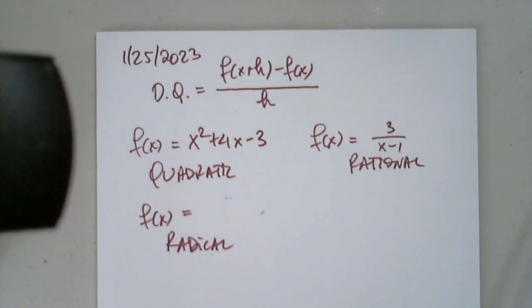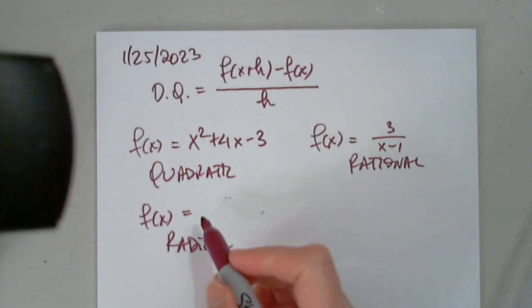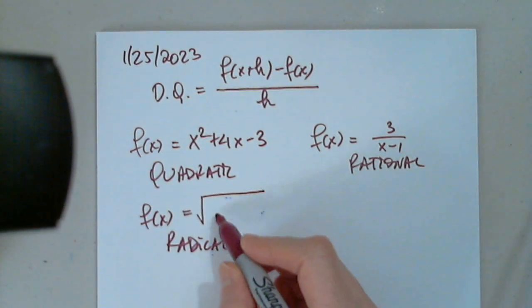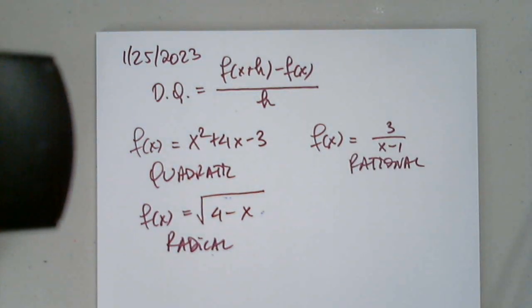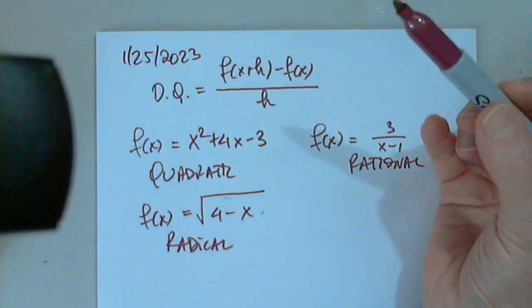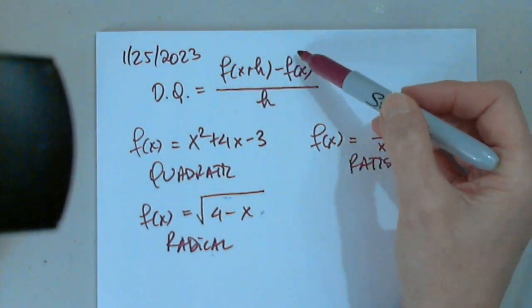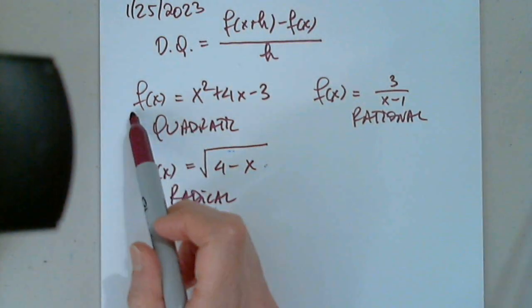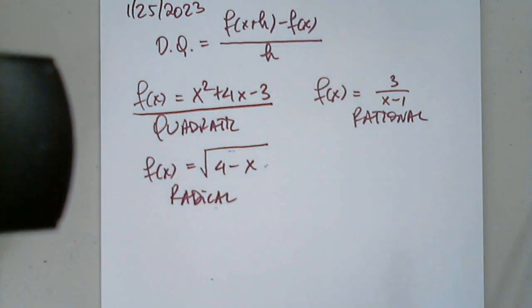And a radical function? Can anyone give us a radical function? You could do f of x equals 4 minus x with the square root symbol. 4 minus x, excellent, with a square root on top of it. Brilliant. I saw that, Nathan. Perfect. So let's start with the quadratic function. The purpose right now is to determine and simplify fully the difference quotient.